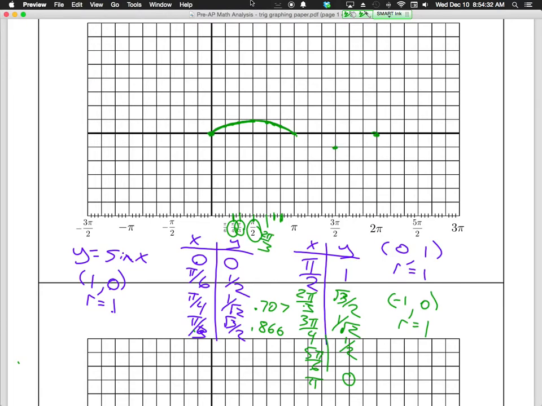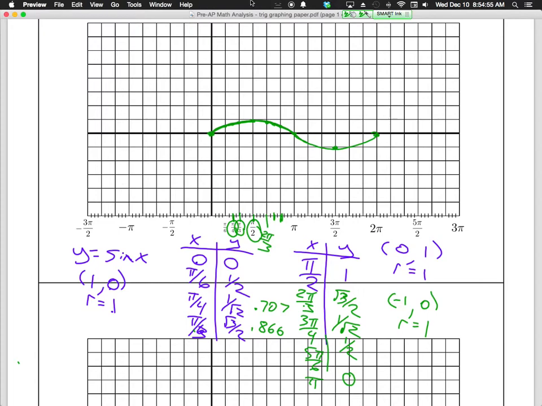And does it make sense that I'm at -1 at 3 pi over 2? What's my ordered pair at 3 pi over 2? 0, -1. And if I do sine, that makes it -1 over 1, which gives me this. So then all I've got to do is connect these. So it gives me that.